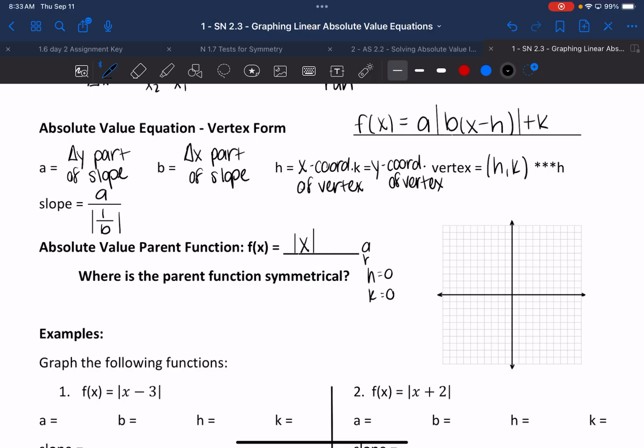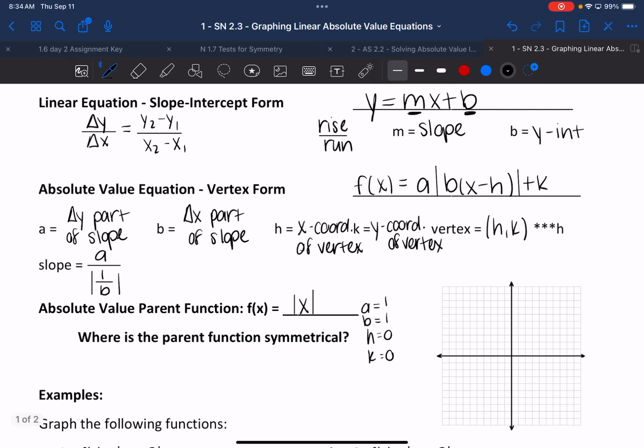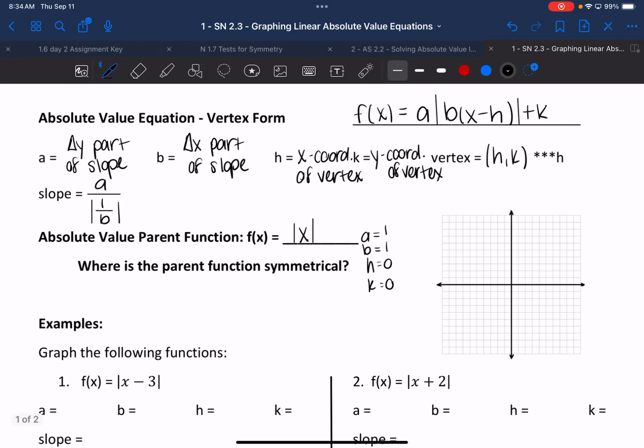And what did we say that would mean a and b were if there's nothing written there? 1. Just like in your parent function up here, your slope is an understood 1 and your b is an understood 0 for your parent function of the linear function, right? Okay, so if my vertex is hk and hk is 0, then I have a point at 0, 0, right?